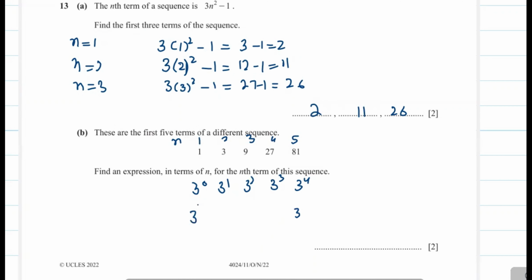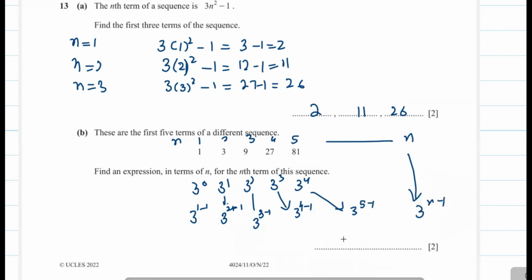You can write it also in terms of n. You see here, you can write 1 as 3 power 1 minus 1, and same as this can be written as 3 power 2 minus 1, and 3 power 3 minus 1, 3 power 4 minus 1, and 3 power 5 minus 1. Therefore, when you take the nth value, that becomes 3 power n minus 1.